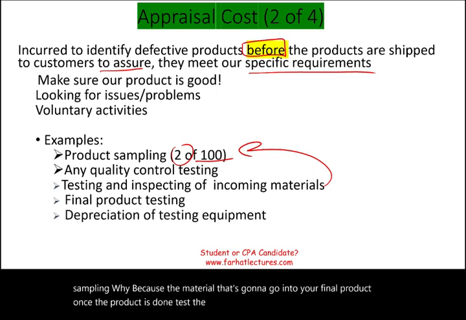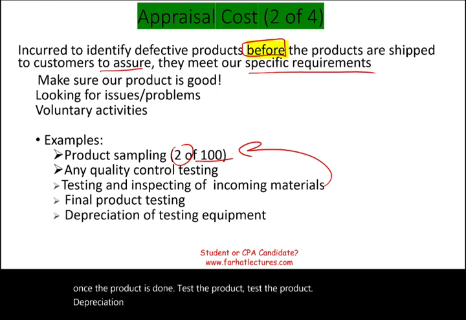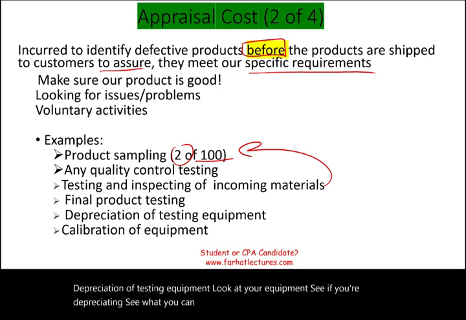Test the product. Depreciation of testing equipment. Look at your equipment. See if they're depreciating. See what you can do. Calibrate your equipment on a regular basis.